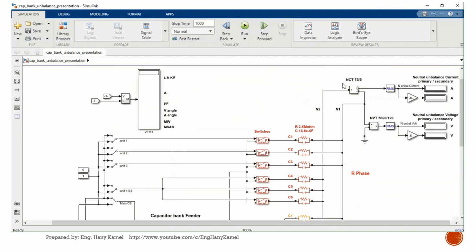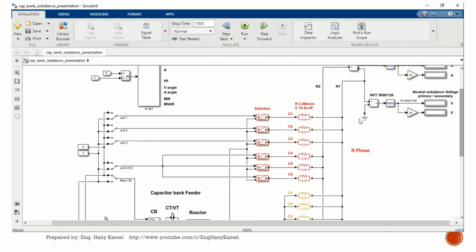Here we have the neutral CT and neutral VT. We can read primary current and secondary current. Also we can read primary volt and secondary volt. For this block we can read line current and volt, and also megavar for the capacitor bank. Now we also have switches just to control capacitor units in our simulation. So all the 6 capacitor units are already in service.